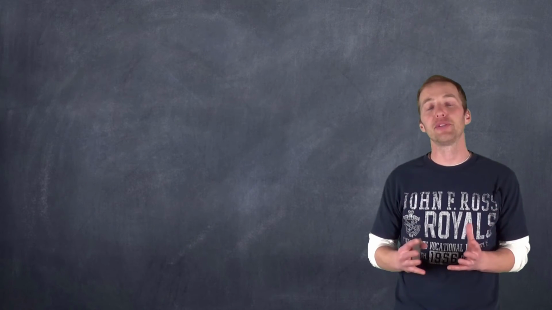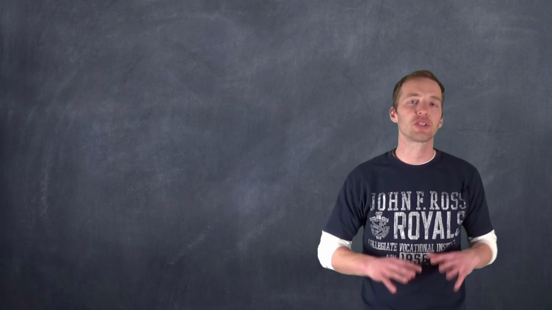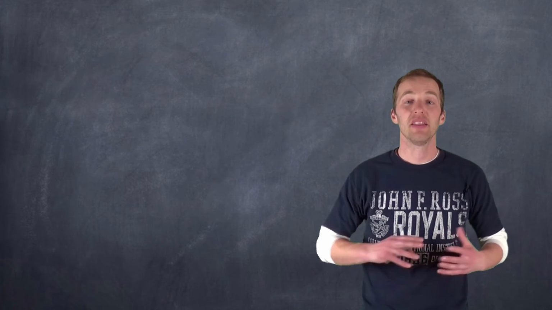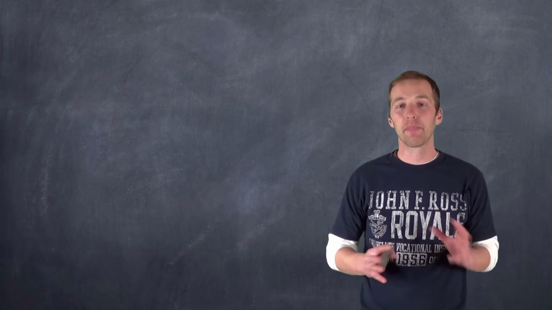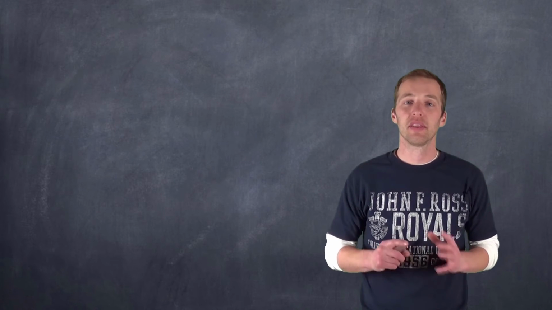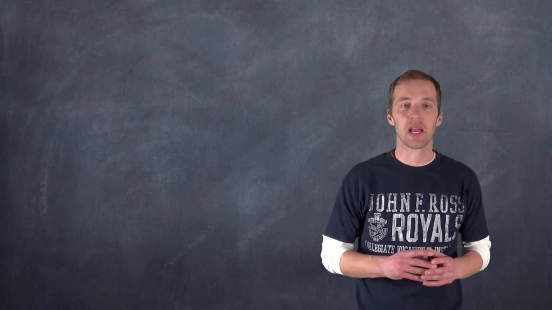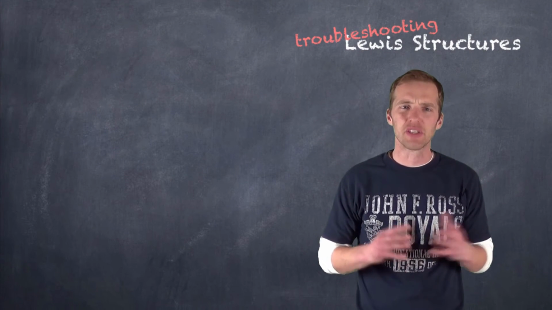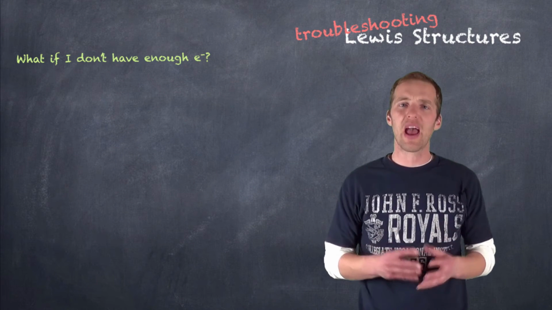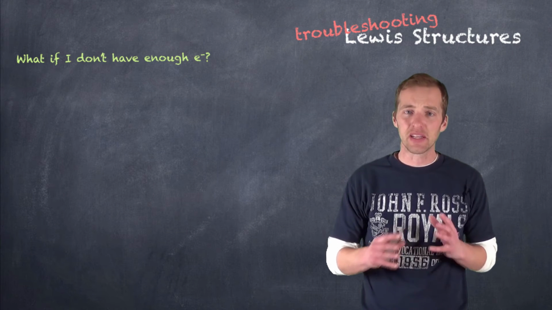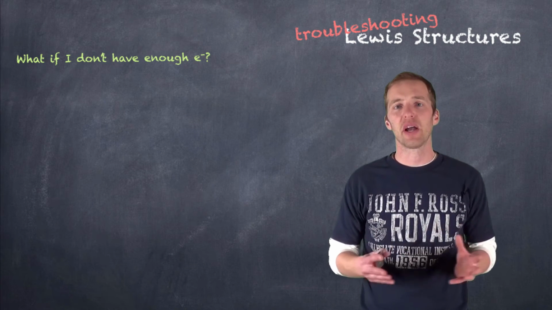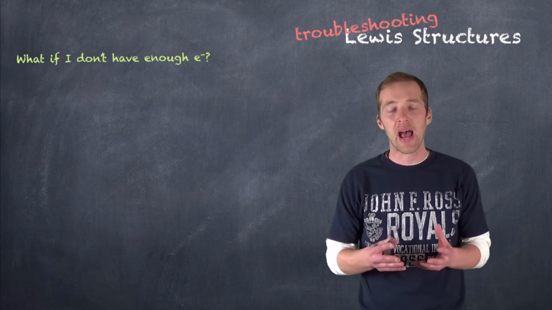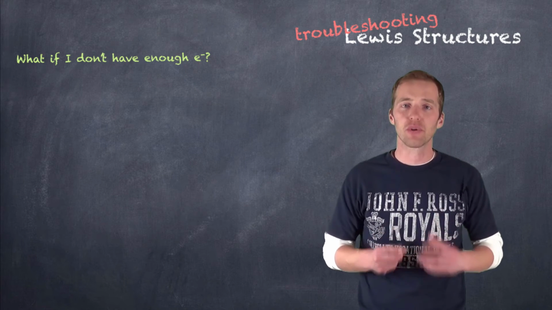Now, we can come into some scenarios where Lewis structures don't appear to obey the octet rule, and they appear to be a little trickier than they might be in our initial example. So a couple of questions come up. What happens if I don't have enough electrons? That is, what would happen if I get to the end of my structure and I still find that some of my peripheral atoms don't have enough electrons?